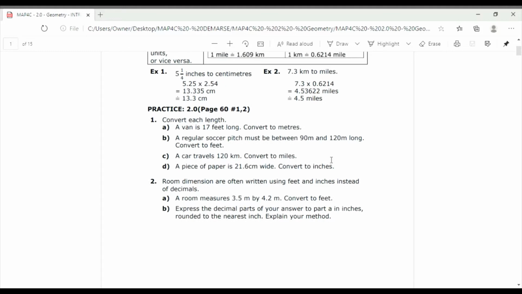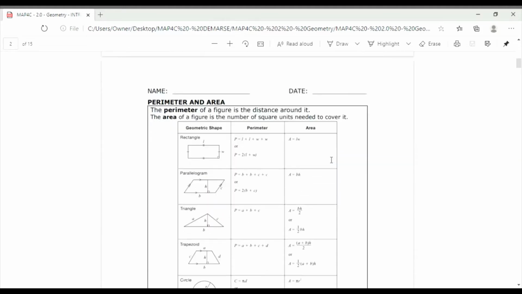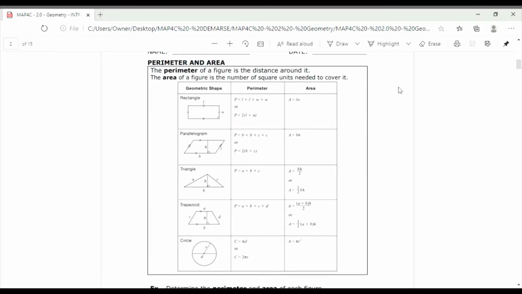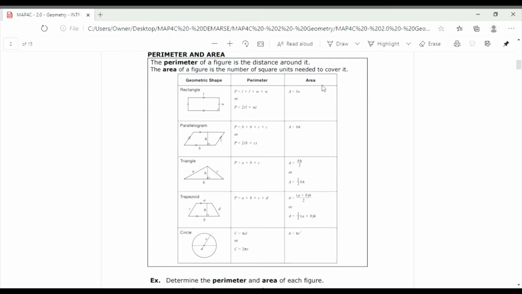There are some practice questions here for you to try. Our next subchapter is perimeter and area. The perimeter of a figure is the distance around it, whereas the area of a figure is the number of square units needed to cover it. And we have 5 of our starting shapes, each with the formula for perimeter and area.